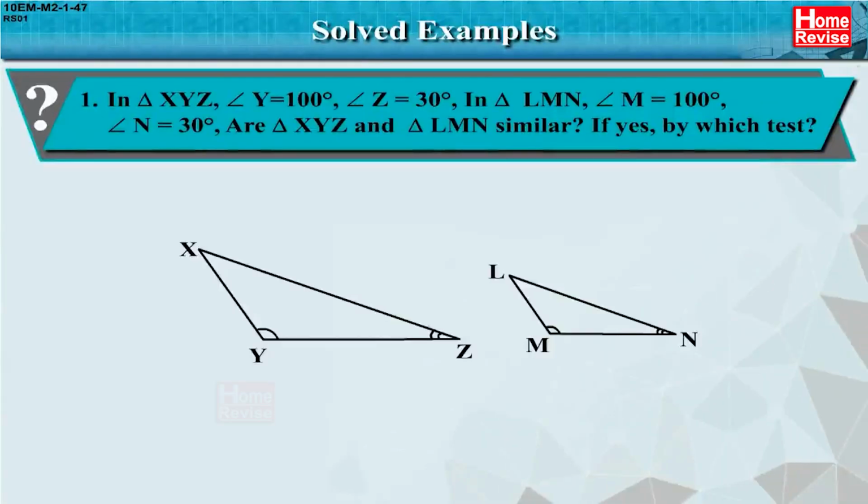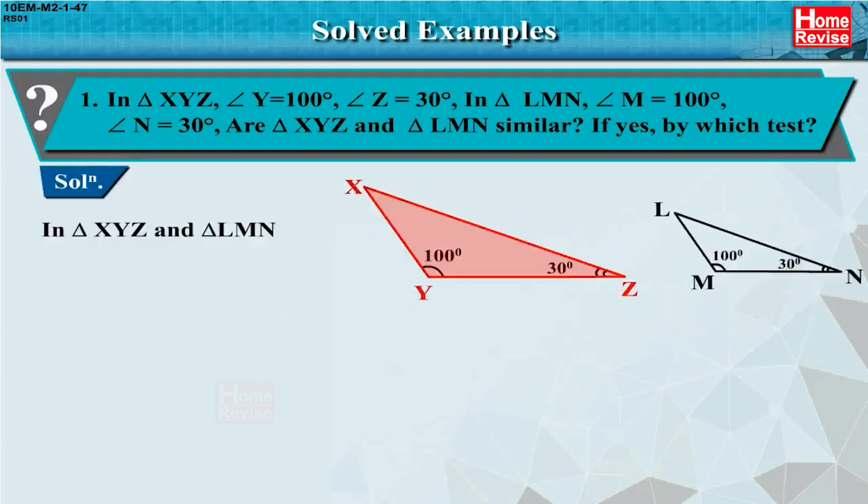Solved example. Example 1. In triangle XYZ, angle Y is equal to 100 degrees, angle Z is equal to 30 degrees. In triangle LMN, angle M is equal to 100 degrees, angle N is equal to 30 degrees. Are triangle XYZ and triangle LMN similar? If yes, by which test?